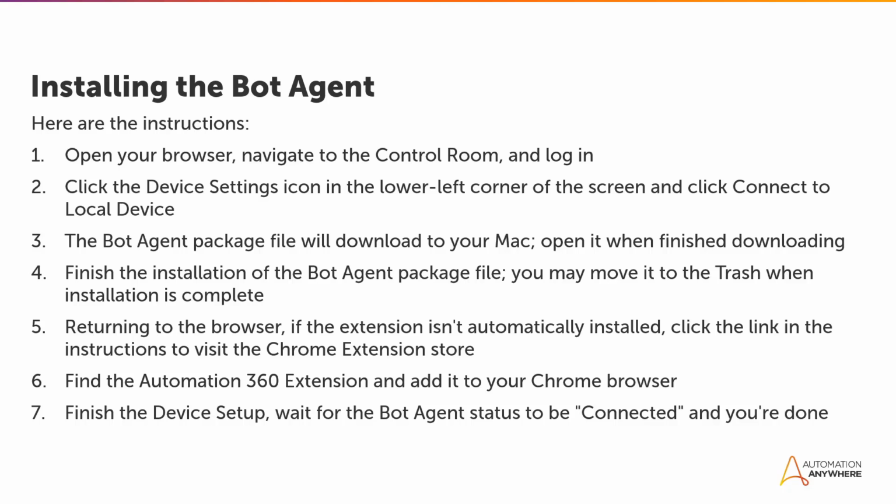Back to the browser, if the extension isn't automatically installed, there's a link in the instructions that'll take you over to the Chrome extension store where you can enable the Automation 360 extension and add that to your browser. Then just complete the installation of the bot agent device and wait for that bot agent status to be changed to connected. And you're done. Let's see it in action.